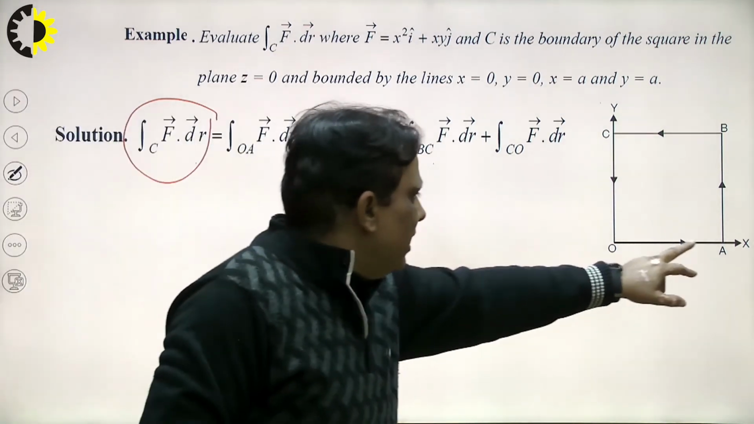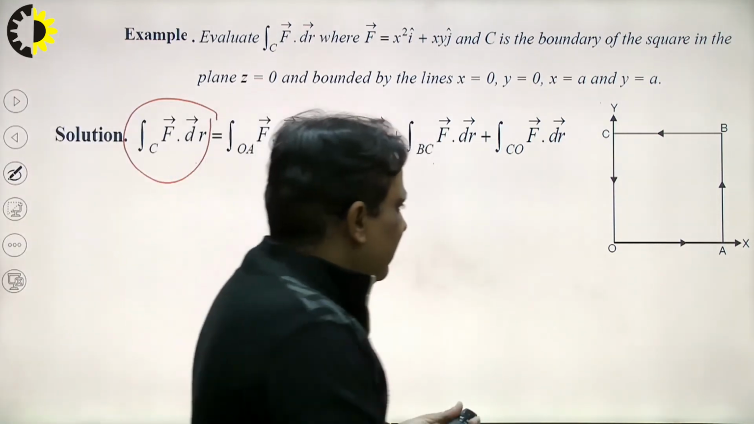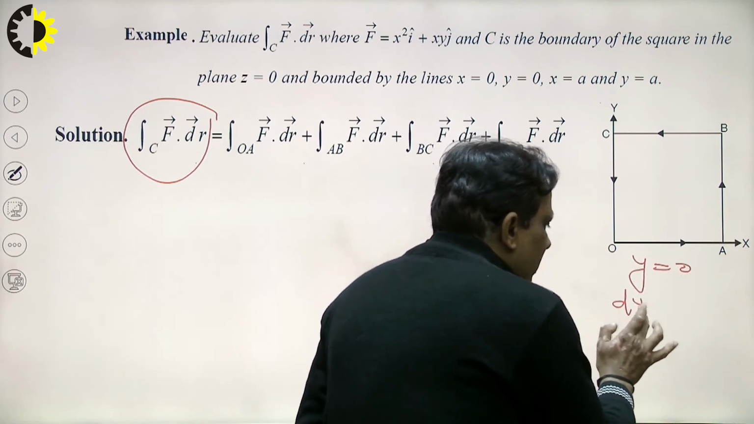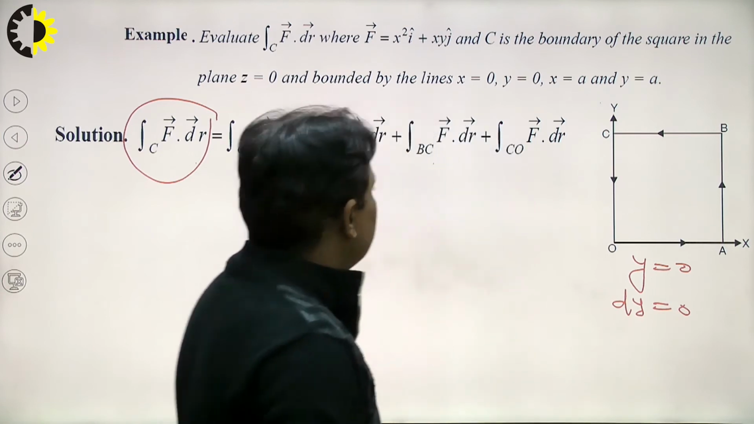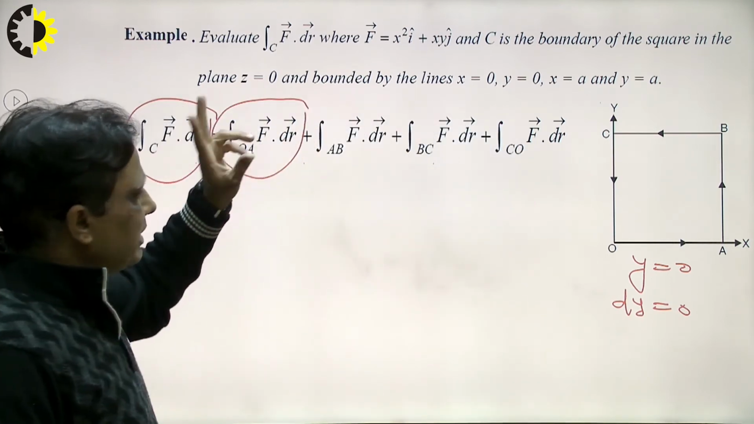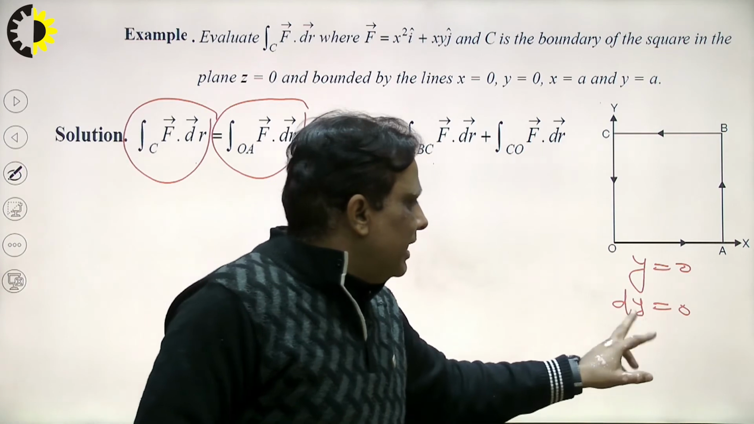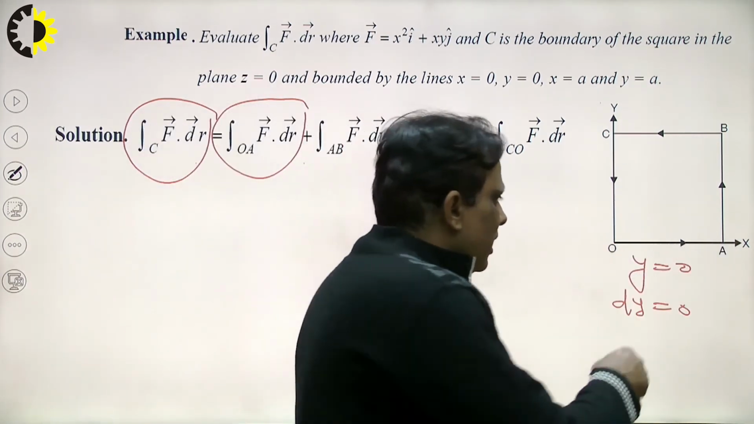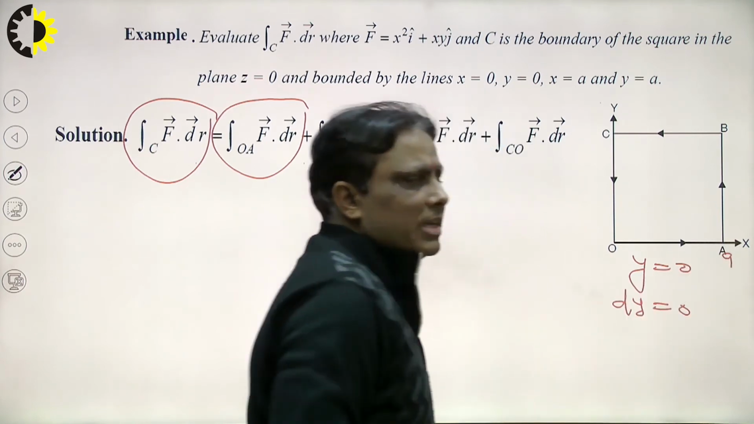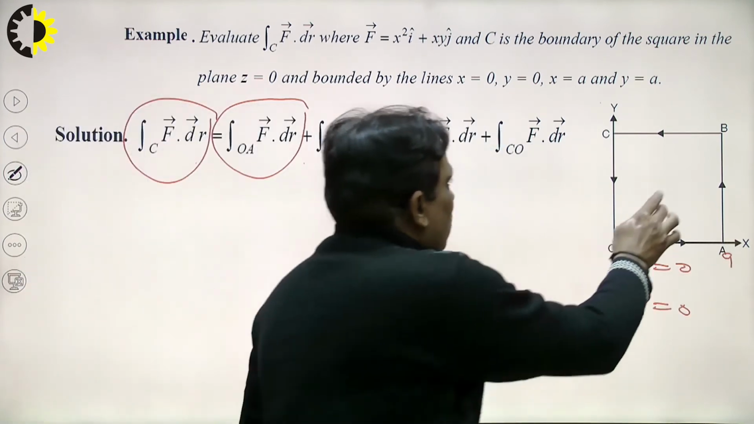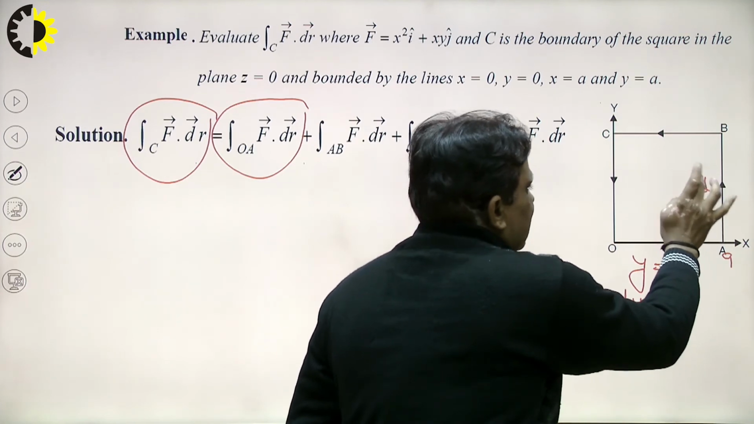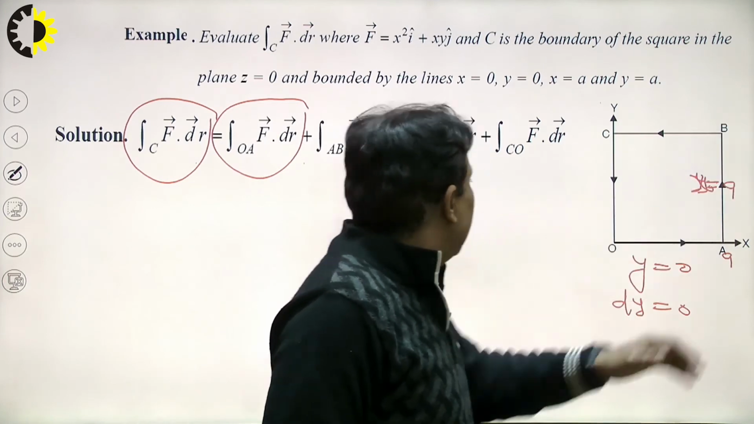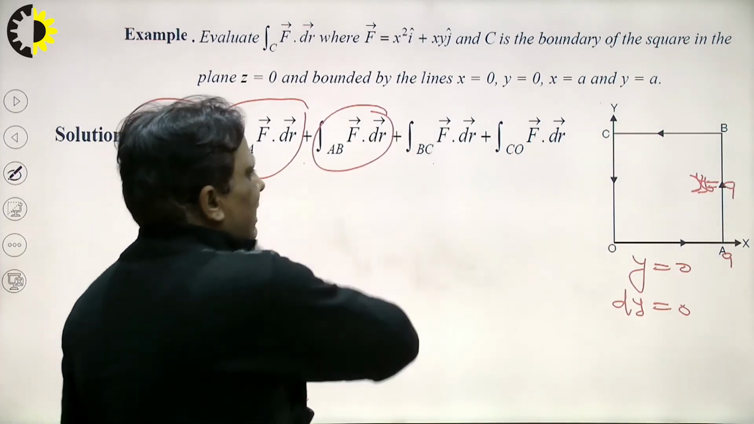First of all OA. When we move along OA, that means y is equal to 0, and y equal to 0 means dy is also 0. So in this portion we get two results: y is equal to 0 and dy is equal to 0, and the limit of x will be 0 to a, because this point is a. And this is x equal to a here. When we take this path, that means the AB path, what will be the conclusion here?